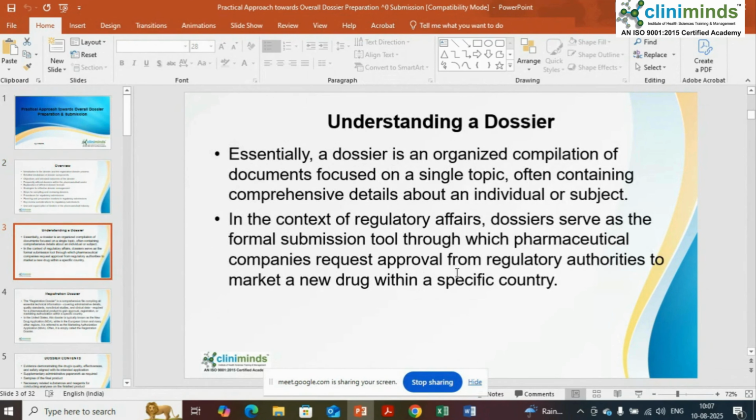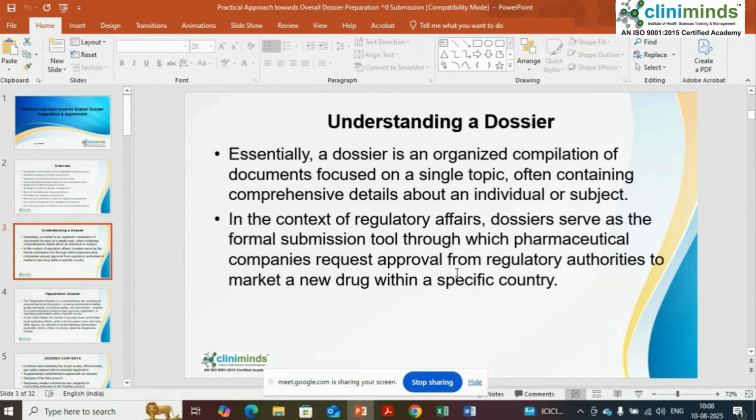So first of all, what is the understanding of the dossier? The dossier is essentially an organized compilation of documents focused on a single topic. It contains comprehensive detail about the individual or subject. In the context of regulatory affairs, the dossier serves as the formal submission tool through which a pharmaceutical company requests approval from regulatory authorities to market a new drug within a specific country. So this is the dossier.